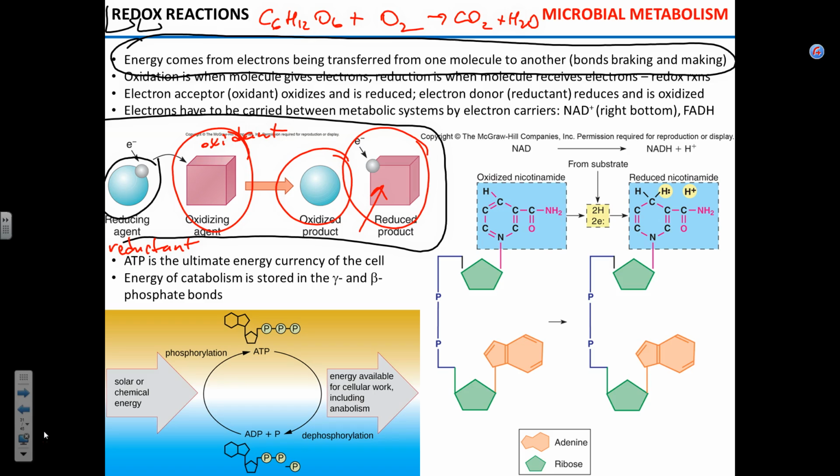It's probably the most reactive particle that you can think of. Electrons will wreak havoc everywhere. If you've heard about different types of radiation like alpha, beta, gamma, beta radiation is electrons, and it's pretty bad. So electrons are damaging. They can destroy molecules. So they can't just freely roam around the cell. They have to be carried.